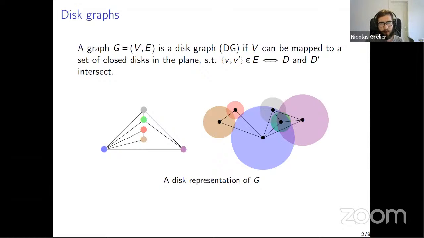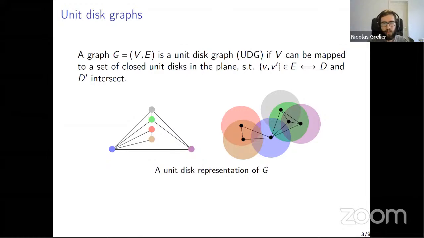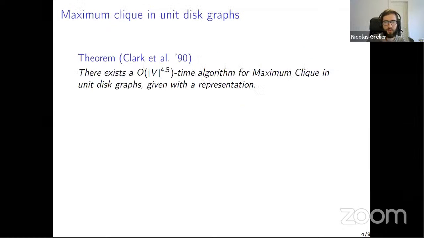Then we can change the definition slightly just by adding a new constraint, that our set of closed disks in the plane must have unit radius. And then we speak of a unit disk graph. Otherwise, the definition is the same, this intersection property. And you can see that G, which was a disk graph, is also a unit disk graph because it has a unit disk representation here. It's exactly the same, I've just added the constraint that each disk has unit radius. Okay, so now let's go to maximum clique.